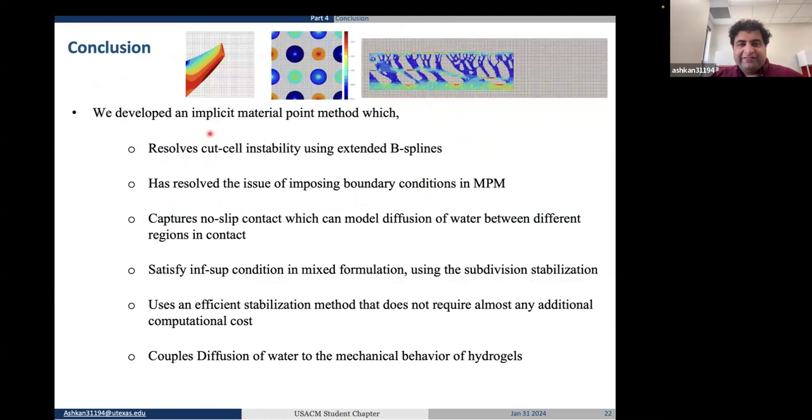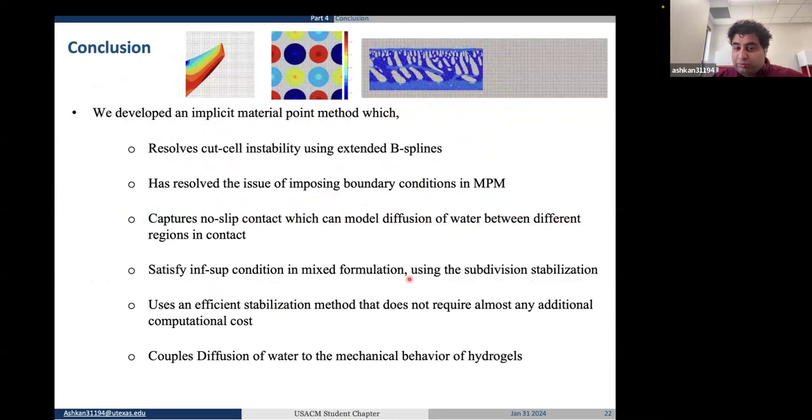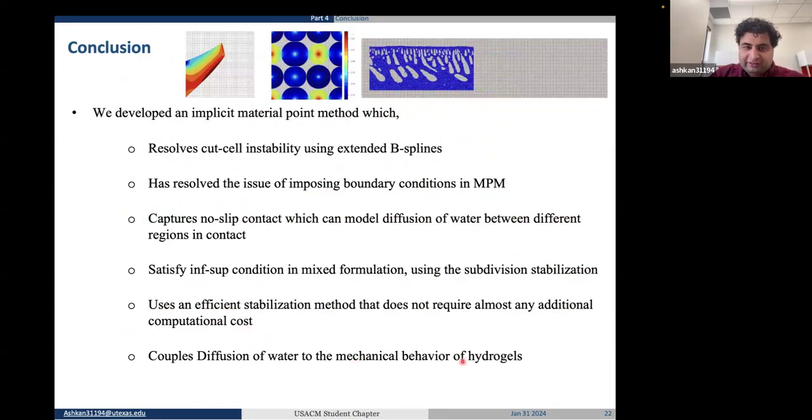Okay, in conclusion, we developed an implicit material point method which resolves the Kotzell instability using extended B-splines, has resolved the issue of imposing boundary conditions in MPM, captures no-slip contact which can model diffusion of water between different regions in contact, satisfies the inf-sup condition in the mixed formulation using subdivision stabilization, and uses an efficient stabilization method that does not require almost any additional computational cost, and also couples diffusion of water to the mechanical behavior of the hydrogel.